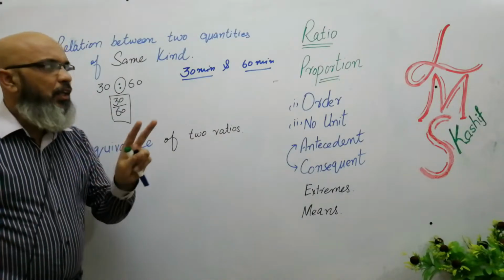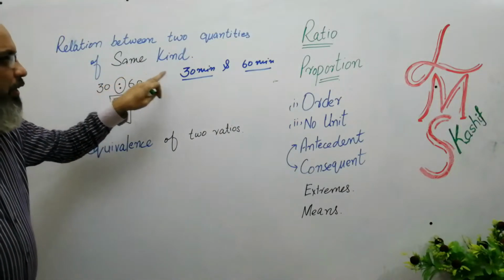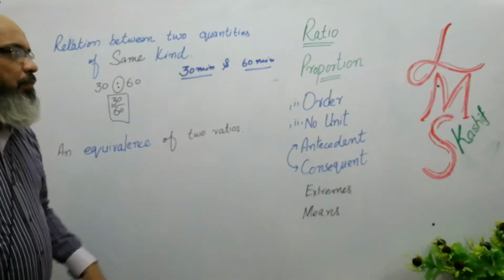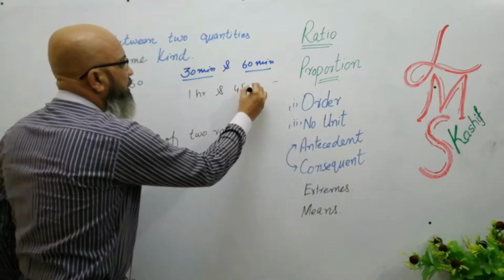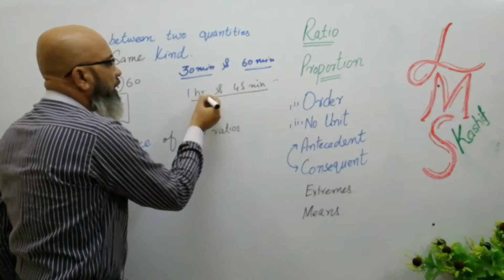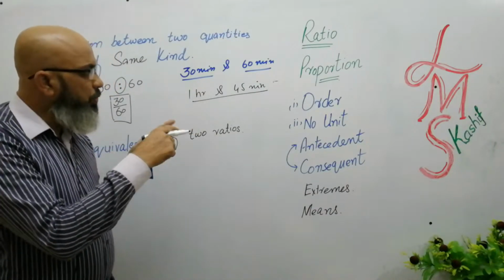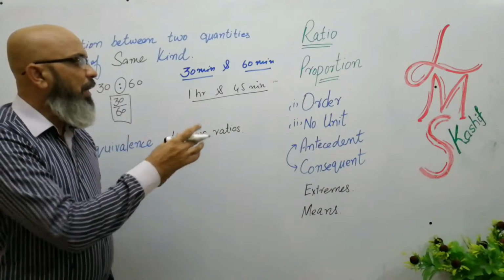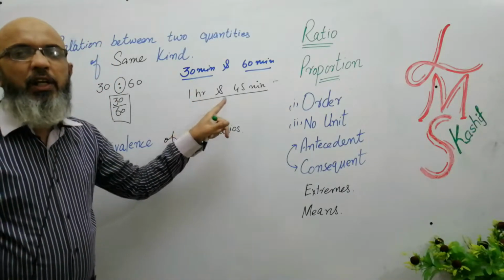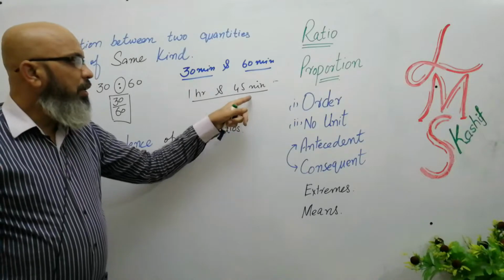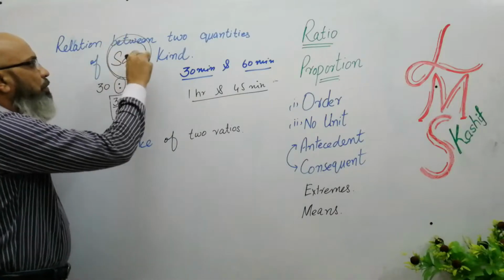Keep in mind two things. Ratios are always written between two quantities of the same kind. These are two same quantities. If we have another example, 1 hour and 45 minutes, these are two different quantities: hours and minutes. So first we have to make these quantities the same. Either we convert this into hours, or we convert this into minutes, then we can write it in ratio form. The quantities should be of the same kind.